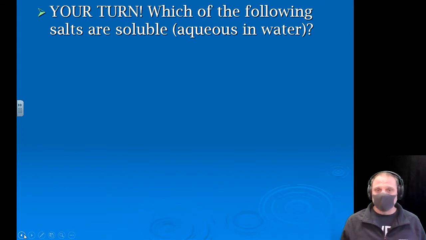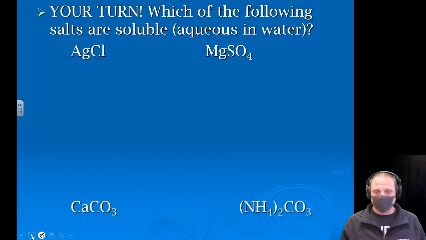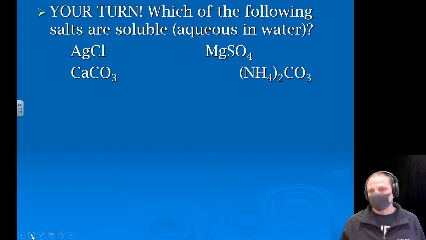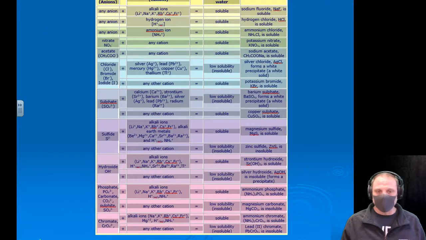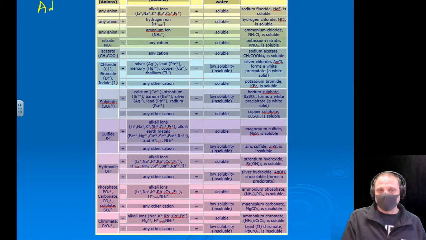All right, so which of the following salts are soluble or aqueous in water? I've got 4 different solutions here. We want to take a look at these and we'll see which ones are soluble. We're going to use that chart. So we've got silver chloride, magnesium sulfate, calcium carbonate, and ammonium carbonate. And let's look at the chart and take them one by one. The first one is the silver chloride.